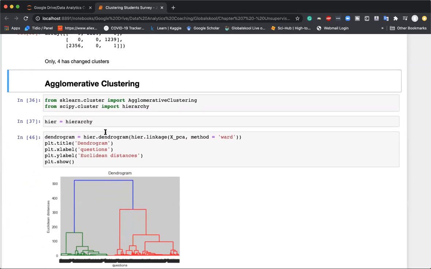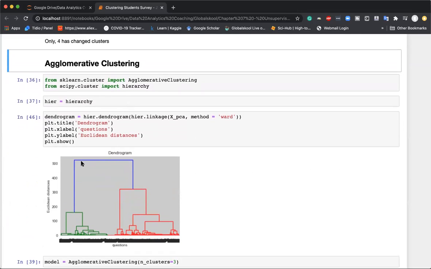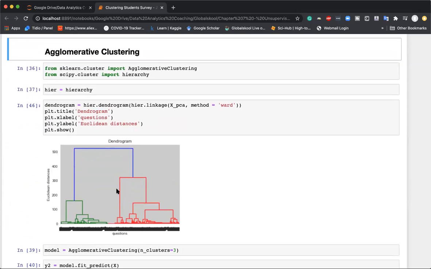Let us quickly look at an example using agglomerative clustering. I will not run this because agglomerative clustering actually takes a lot of time to finish. To get this dendrogram, I had to run the code for at least 4 to 5 minutes, which is quite slow for just 5,000 points.